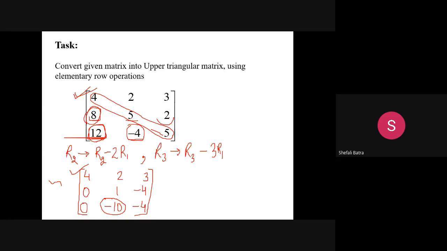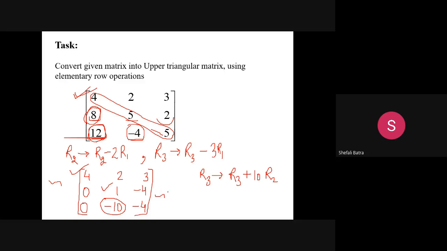Now next target is I need to make this 0. So for making this 0, I will take the help of this row, that is R2. So I'm writing now R3 implies R3 as it is. Whatever row you are changing, you will keep it as it is. Then plus 10 times of R2.